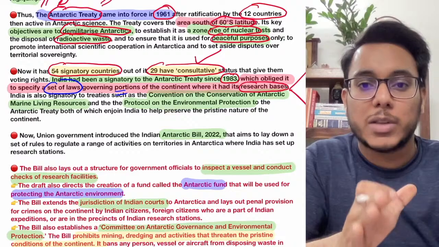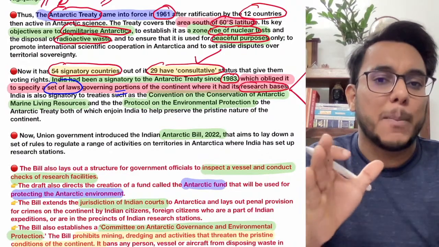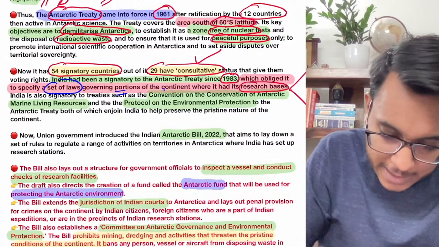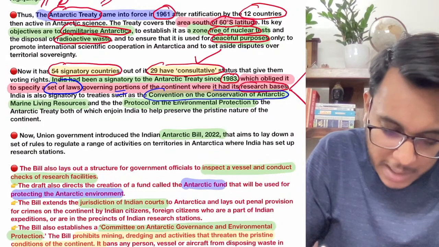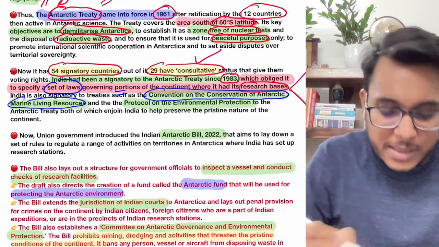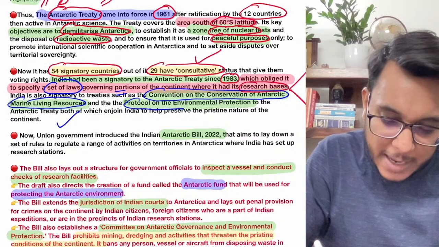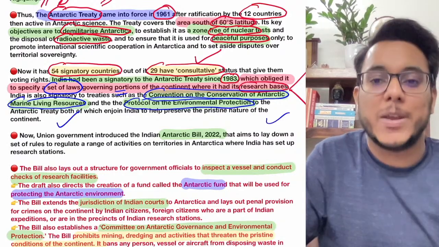Moreover guys, when we talk about the Antarctic Treaty, along with it there are many other agreements. For example, there is the Convention on the Conservation of Antarctic Marine Living Resources. This is an additional convention, we have signed it. Then the Protocol on Environmental Protection, this also we have signed.